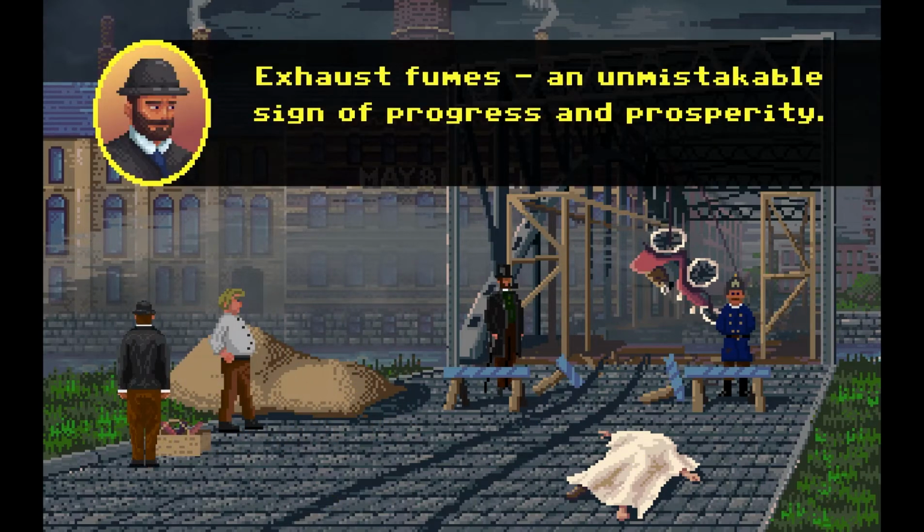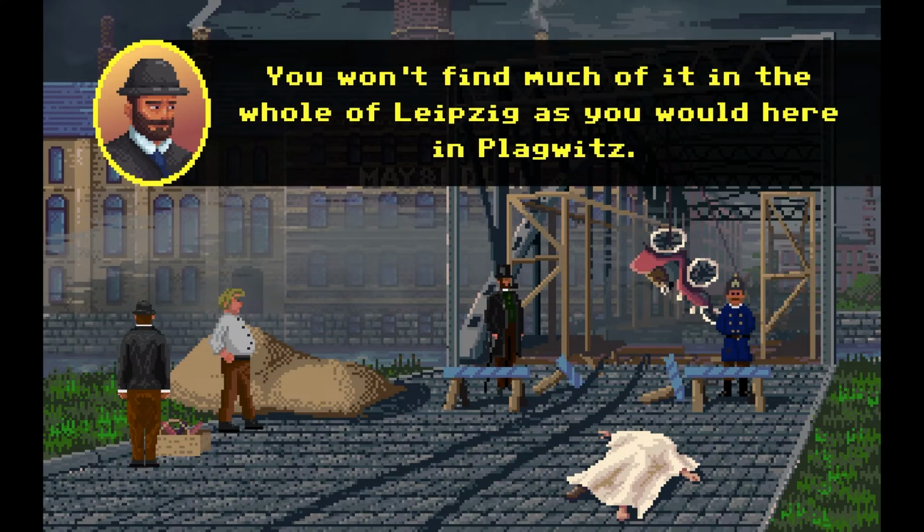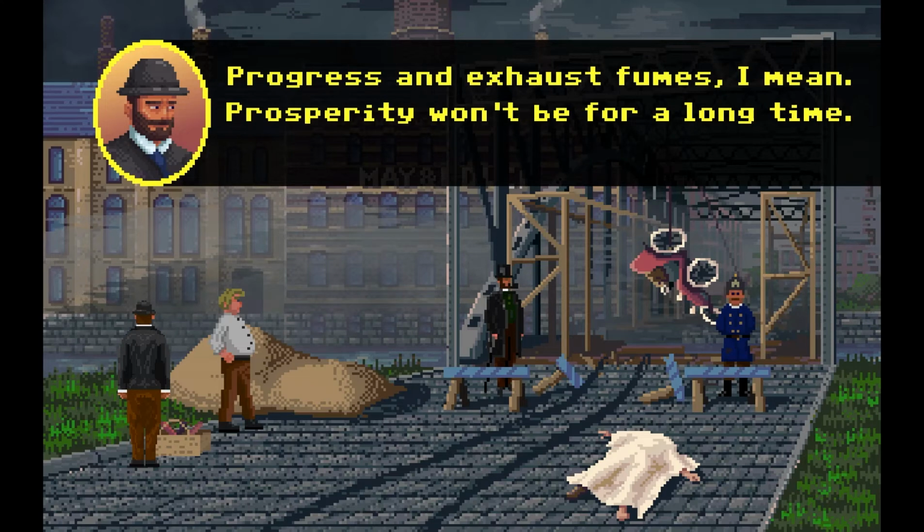Exhaust fumes, an unmistakable sign of progress and prosperity. You won't find much of it in the whole of Leipzig, as you would here in Plagwitz. Progress and exhaust fumes. I mean, prosperity won't be for a long time.